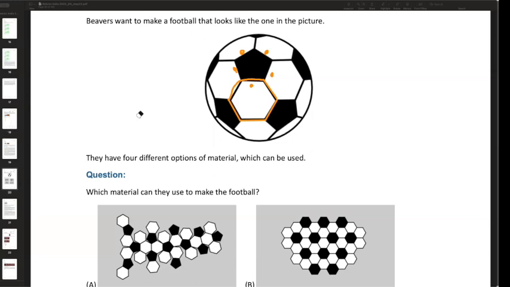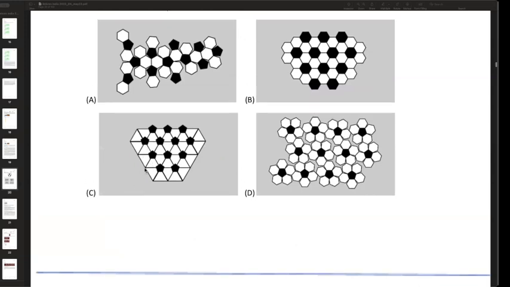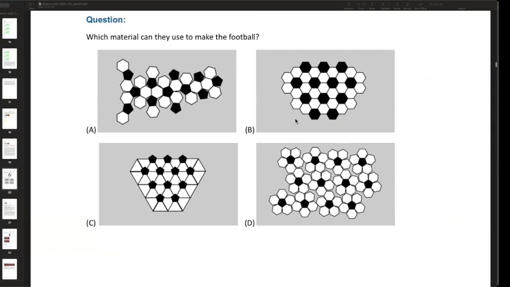So if you look again here, you'll see that in option C, the white sides have only three sides. So C is wrong because it should have six. And the same way, B is also wrong because the white one should have six sides.